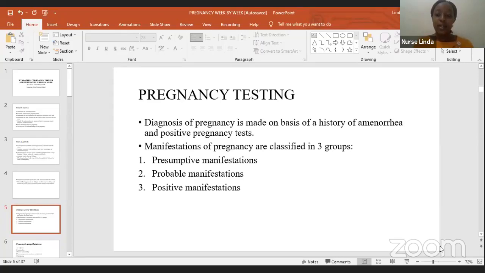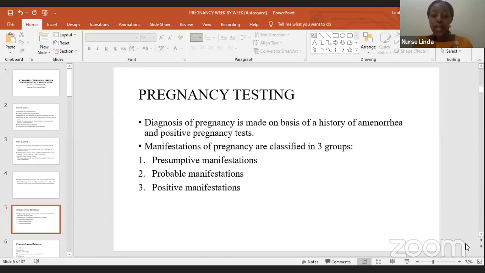Diagnosis of pregnancy is made on the basis of history of amenorrhea. Amenorrhea is lack of menstruation. It's interesting that most women realize they are pregnant after they have missed their monthly periods. Normally, after a woman has missed a monthly period, that is when they start suspecting that they could be pregnant. But besides that, we have the manifestations of pregnancy classified in 3 groups.